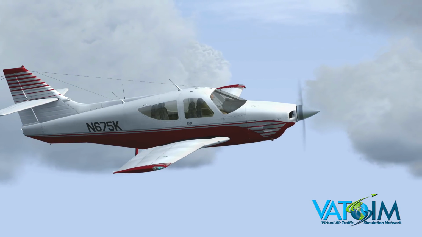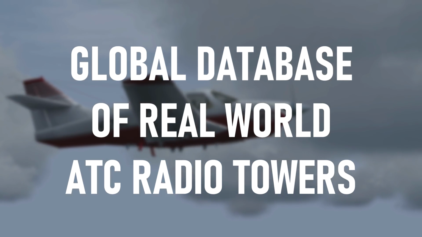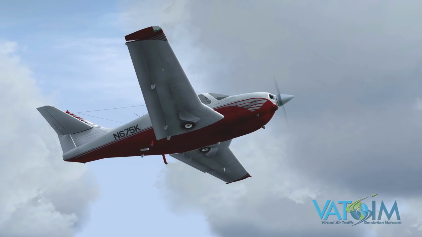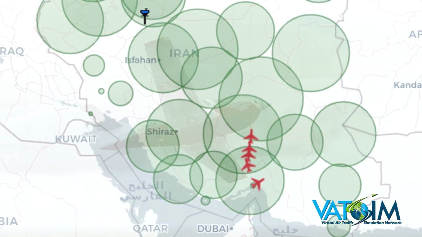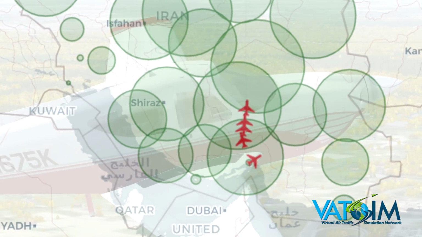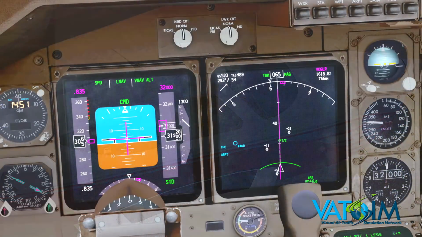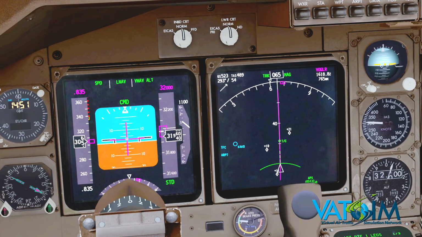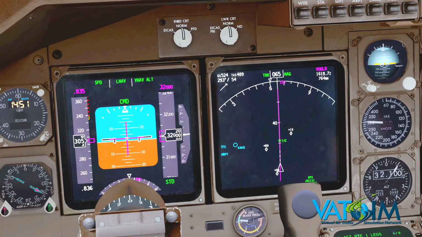Another feature is that there's now a global database of ATC radio towers based upon real-world data, and this really provides a realistic network of ATC coverage, allowing you to create areas where there would be, in the real world, for example, limited to no radio coverage, which makes it more challenging for air traffic controllers and pilots in certain regions to communicate, just like in real life. And thanks to realistic VHF and HF radio simulation, air traffic controllers are now able to open up multiple frequencies, for example for area control sectors, which will mean that especially during busy events there will be a lot more handoffs given to pilots as they cross multiple areas of the same center.